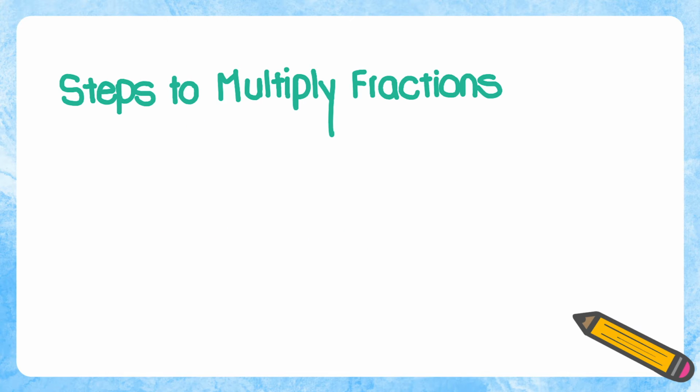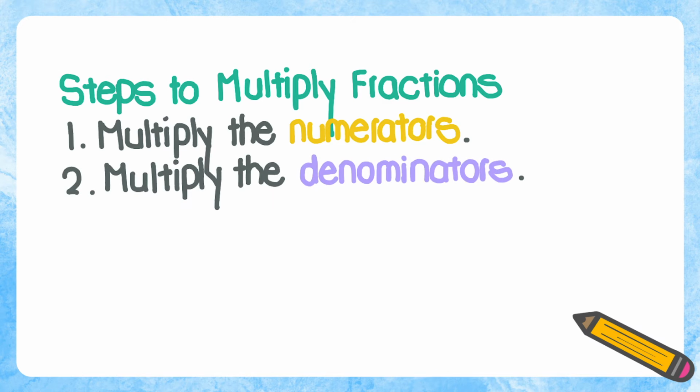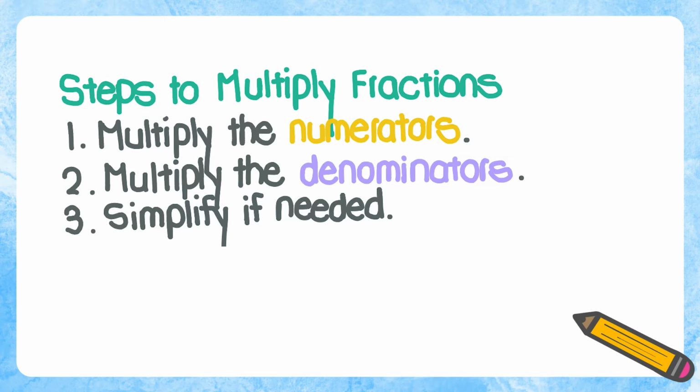Let's look at the steps to multiply fractions. Your first step is to multiply the numerators. So first you want to multiply the top numbers together. And then you want to multiply the denominators. So multiplying the bottom numbers together. And lastly, if needed, you'll be simplifying the fraction. And if you need a review of how to simplify fractions, we covered it a few lessons ago, so go ahead and review that video if you need to.